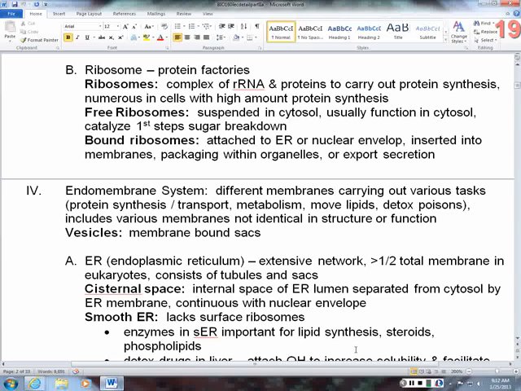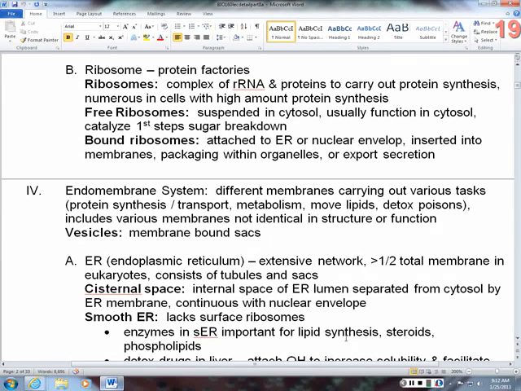Vesicles are just membrane-bound sacs. Sometimes the cell wants to make things that it keeps isolated from the rest of the cell. If you're going to make a poison to kill other cells, you don't want it to kill you, so you put it in a sac. And that's what the vesicles are going to be good for.